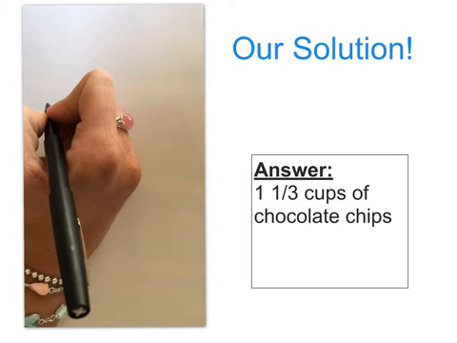My final drawing shows me that 2/3 plus 2/3 equals 1 whole and 1/3, or 1 1/3 cups of chocolate chips. Did you and your partner find the correct answer?